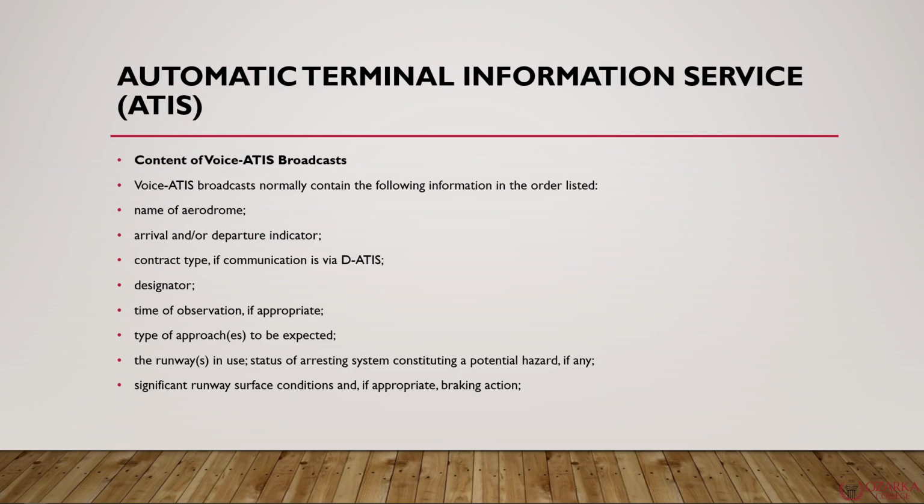It's normally going to contain the name of the aerodrome, arrival and/or departure indicator, contact type if communication is by D-ATIS, the designator, time of observation, type of approaches to be expected, the runways in use, status of an arresting system if they have one, potential hazards if there are any, significant runway conditions, and if appropriate, braking action.